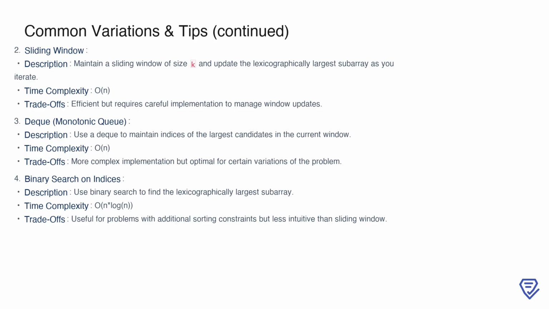Another advanced method involves using a deque or monotonic queue to keep track of the indices of the largest candidates within the current window. This approach also achieves n time complexity but can be more complex to implement.